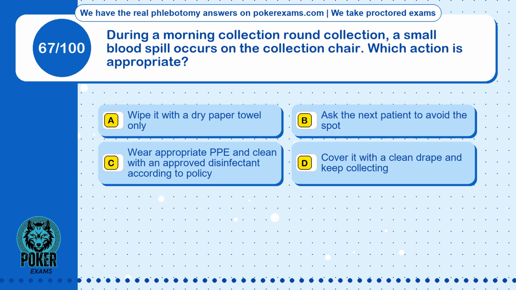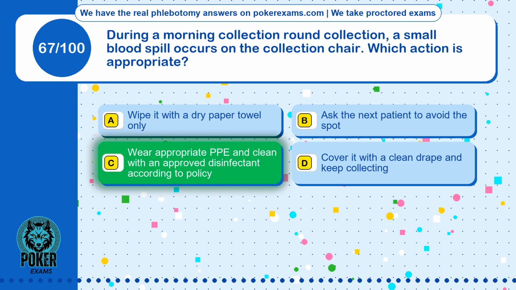Question 67. During a morning collection round, a small blood spill occurs on the collection chair. Which action is appropriate? Option A, wipe it with a dry paper towel only. Option B, ask the next patient to avoid the spot. Option C, wear appropriate PPE and clean with an approved disinfectant according to policy. Option D, cover it with a clean drape and keep collecting.